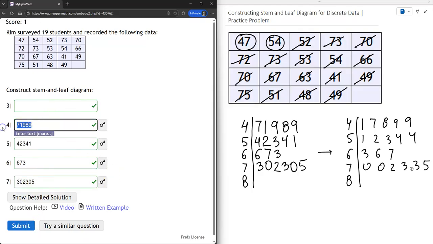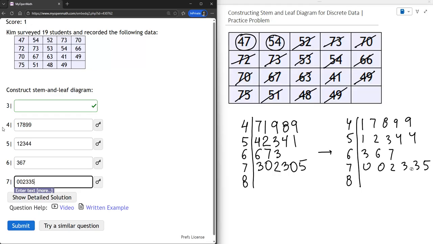And what I also want to show you is if you were to answer 1, 7, 8, 9, 9, 1, 2, 3, 4, 4, and 3, 6, 7, and 0, 0, 2, 3, 5, you would also get the full credit. So this is how we construct stem and leaf diagrams for discrete data.